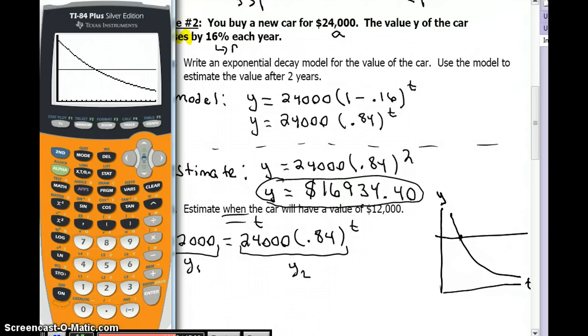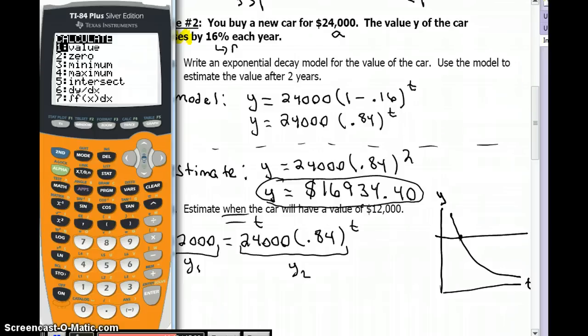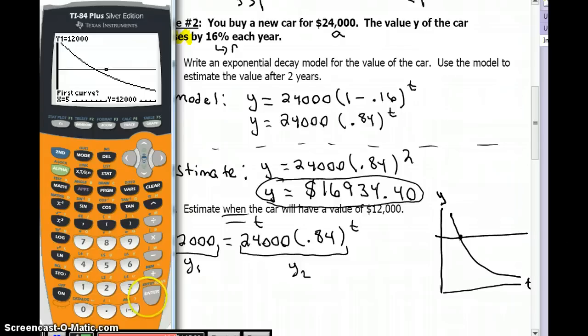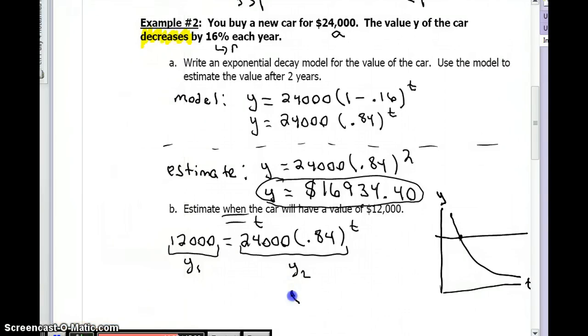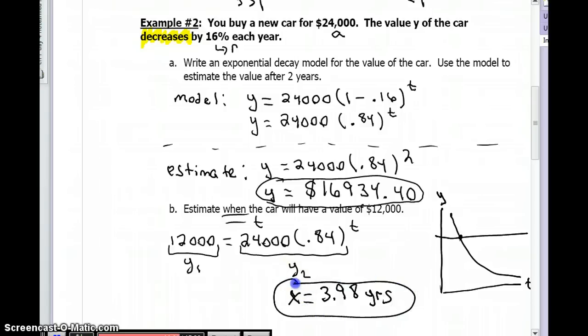Remember, it's second, trace, and then we're going to go to number 5, which is intersect, so I can hit 5 right away. And all we really have to do is hit enter, enter, enter. And that value for the x is our answer. So x is about 3.98 years. It doesn't really say what to round to, so I'm going to put 3.98 years. So that's the answer to part B.